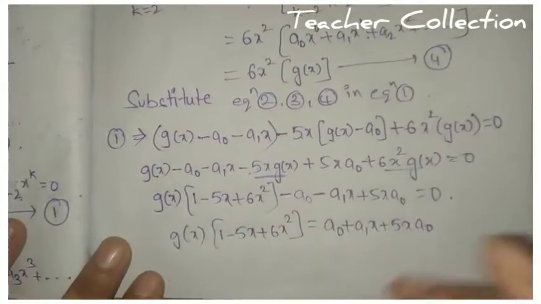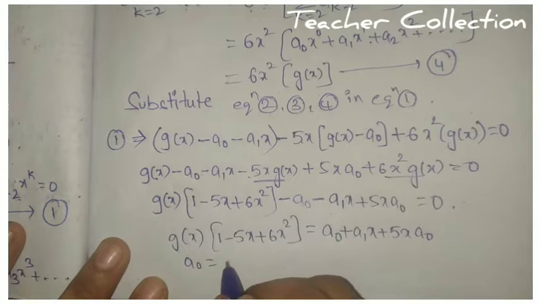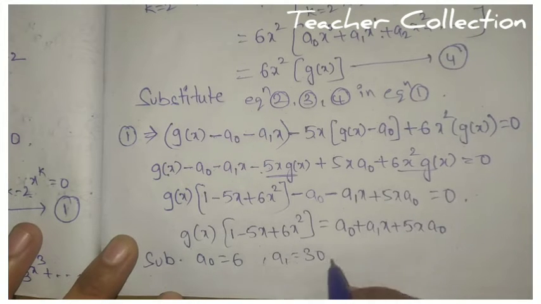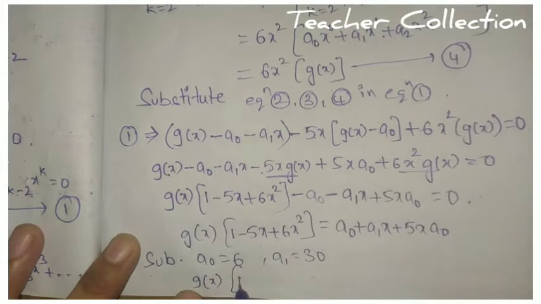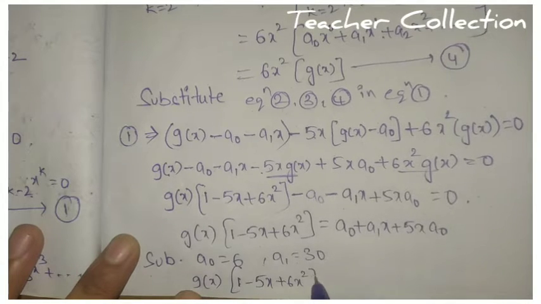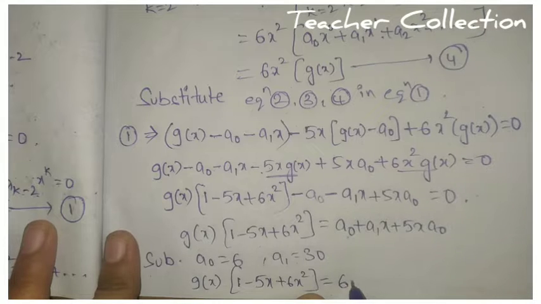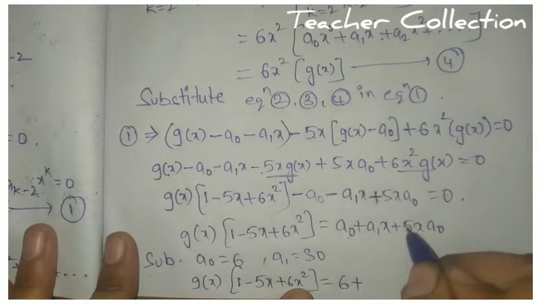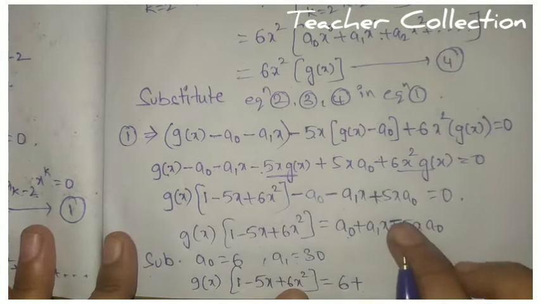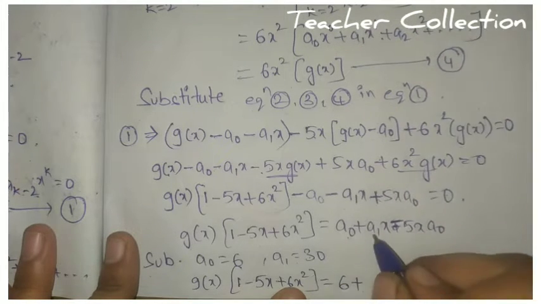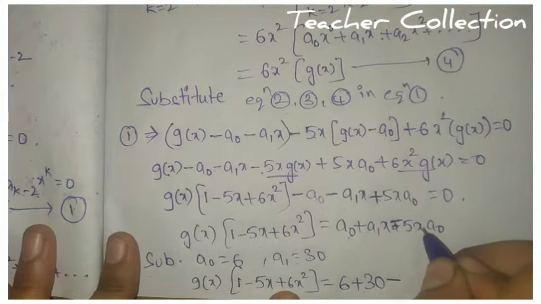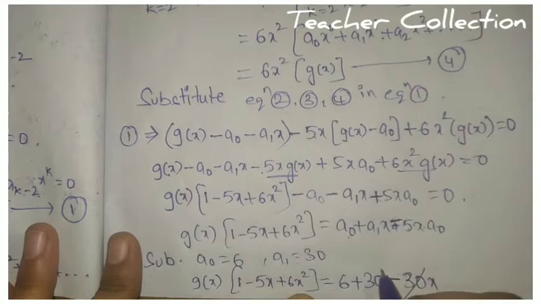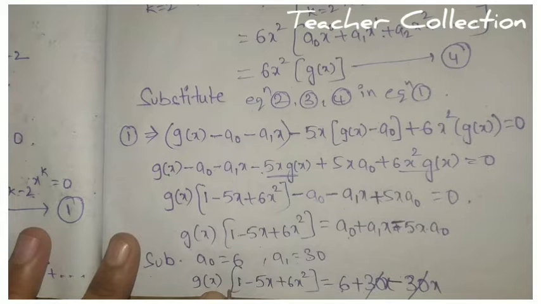In the question they have already given the a naught and a1 values. Substitute a naught is equal to 6 and a1 is equal to 30. So we'll get g of x into 1 minus 5x plus 6x squared is equal to a naught value 6, plus a1 value 30x, minus 5 into 6, 5 sixes are 30, so minus 30x. So this cancels and 6 is left on this side.